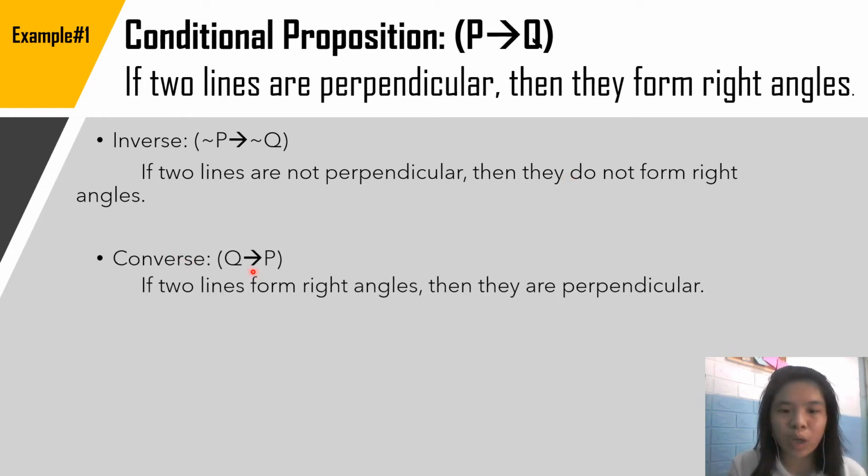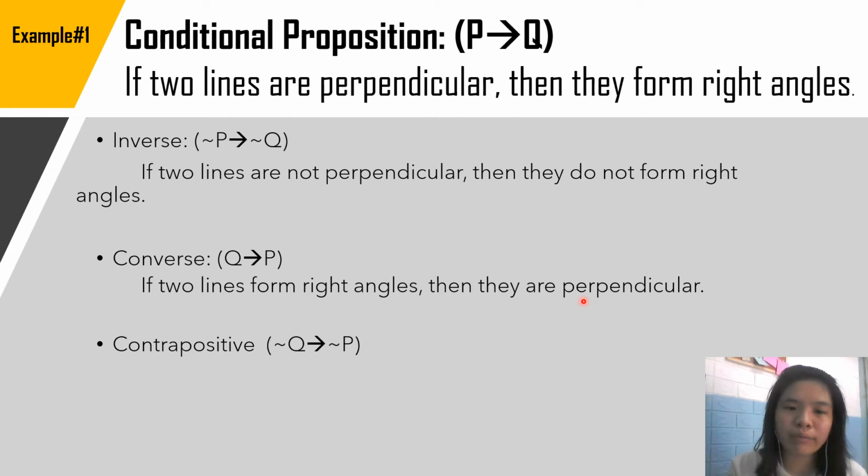Next is the converse. So we have Q implies P. All we have to do is to interchange the hypothesis and the conclusion. So our hypothesis becomes our conclusion and vice versa. Therefore, what is our new hypothesis here? If two lines form right angles, then they are perpendicular. We just have to interchange the hypothesis and the conclusion. That is the converse.